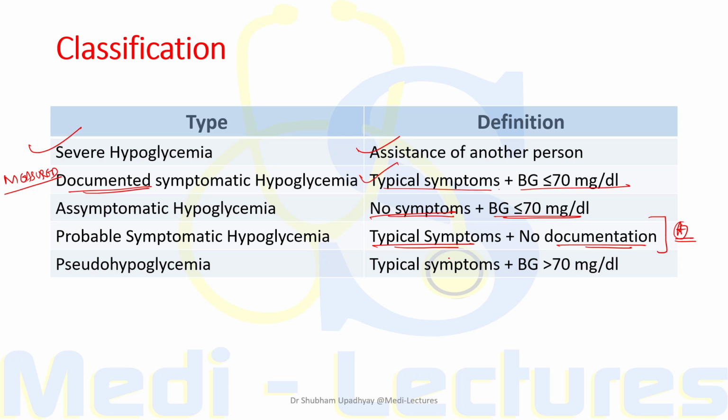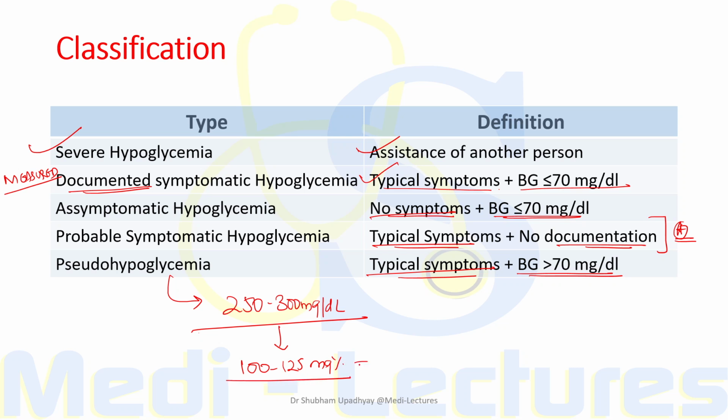What is pseudo hypoglycemia? Patient is having typical symptoms, but blood glucose on measurement is more than 70 milligrams per deciliter. Now, this can occur in diabetic patients who have highly uncontrolled blood glucose levels. Let's suppose that a patient of diabetes has blood glucose in ranges of 250 to 300 milligrams per deciliter. So, for this patient, sudden reduction of blood glucose to even 100 to 125 milligram, let's say, can produce symptoms of hypoglycemia. So, this is known as pseudo hypoglycemia.